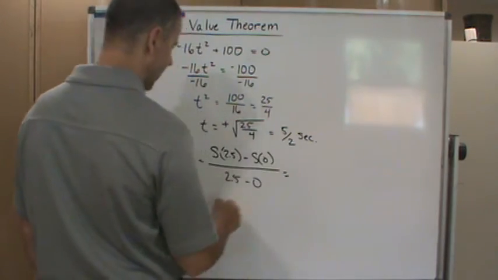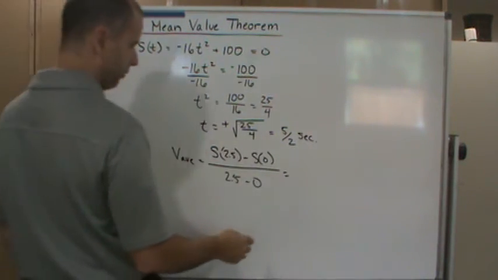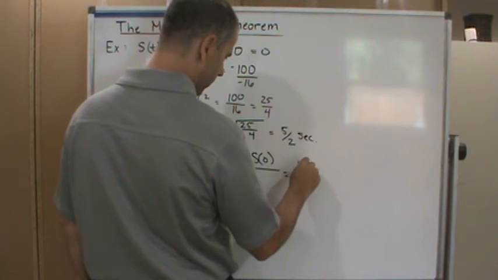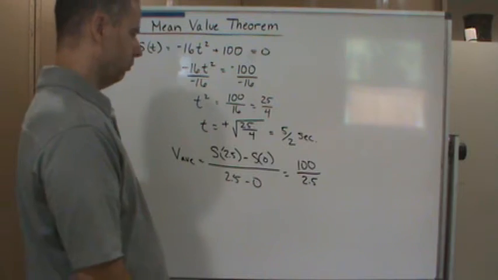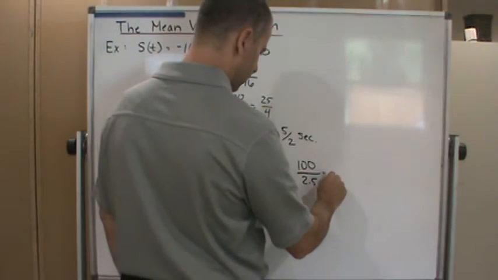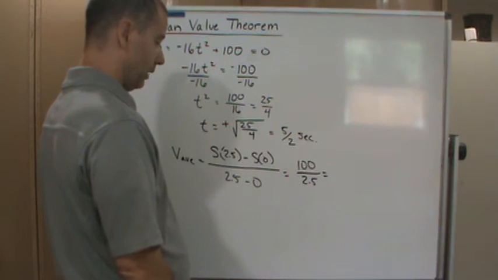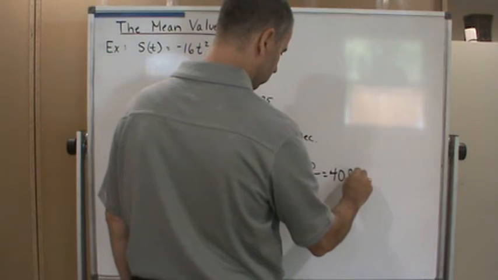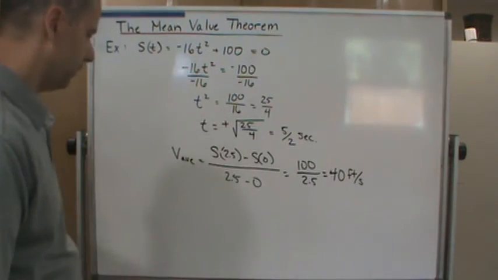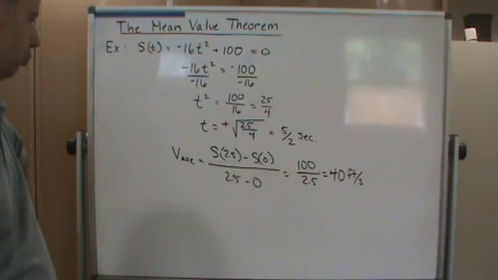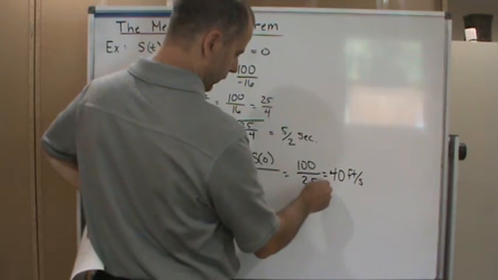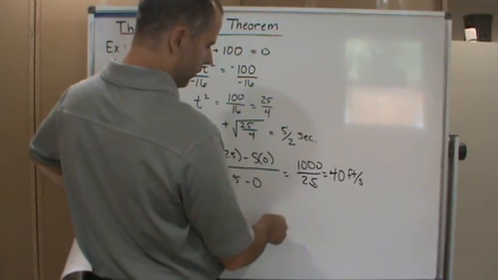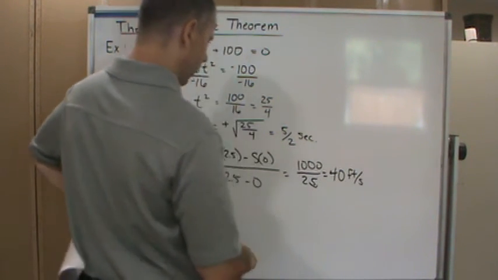And so what do we get? Well, we already know what s at 2.5 is. It's 100, right? So it's going to be 100 divided by 2.5. What does that tell you? That tells you that the average velocity is 40 feet per second. Is that right? Let me just check. Yes, 40 feet per second. If you move the decimal over and put a 0 there, 25 goes into 100 four times, add a 0, 40. So 40 feet per second.